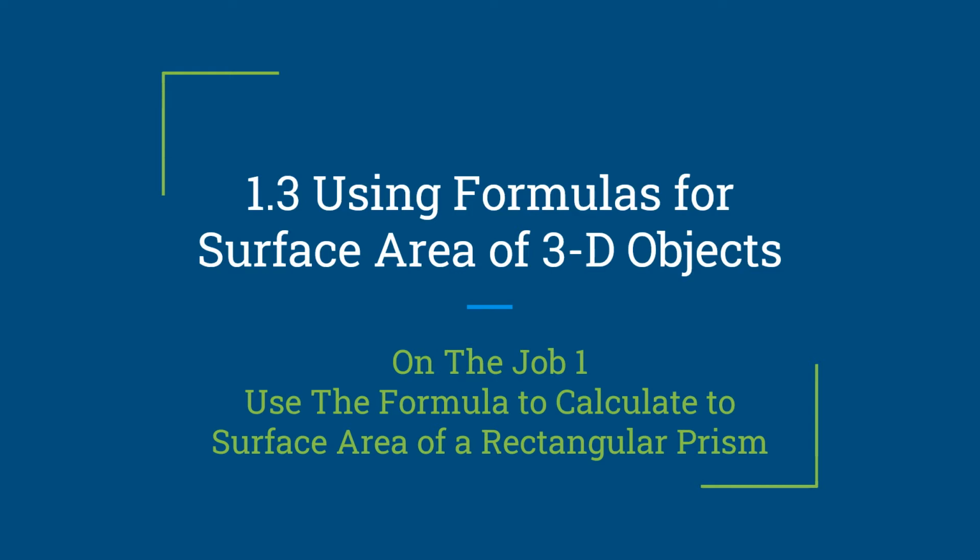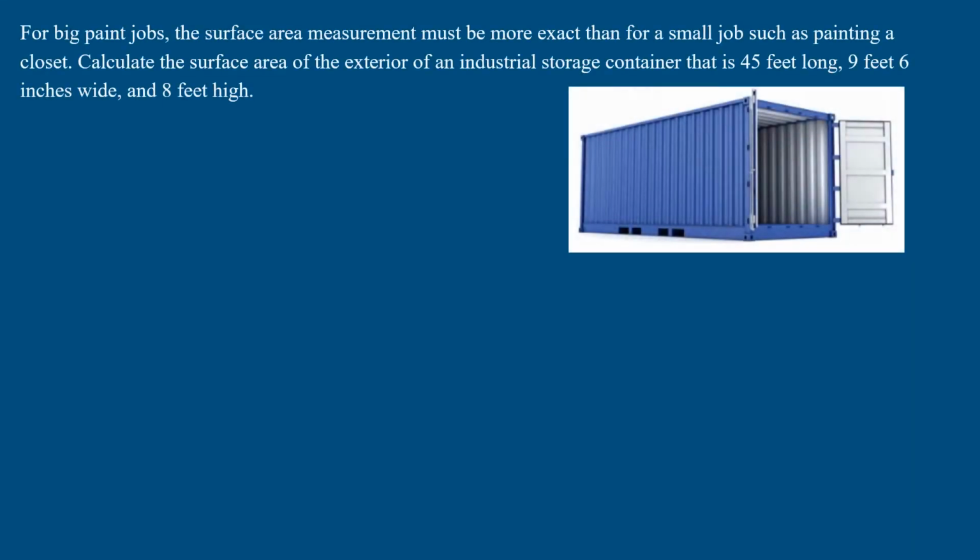On the job 1, use the formula to calculate the surface area of a rectangular prism. For big paint jobs, the surface area measurement must be more exact than for a small job, such as painting a closet. Calculate the surface area of the exterior of an industrial storage container that is 45 feet long, 9 feet 6 inches wide, and 8 feet high.